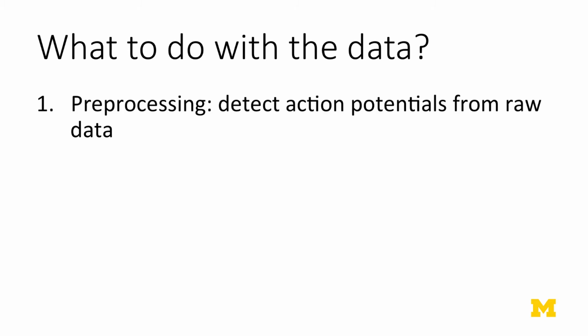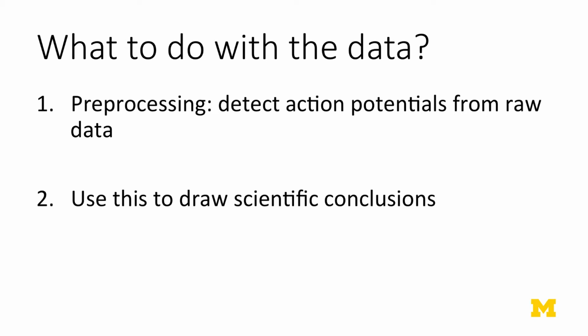And specifically, there are two questions. The first one is about pre-processing. So you record this wideband stream of electrical signals from all over the brain. How do you detect the times of the action potentials that generated those potentials? And this is what's called spike sorting. The other question is how to use this data to draw scientific conclusions. We heard a lot about number two yesterday from various people.